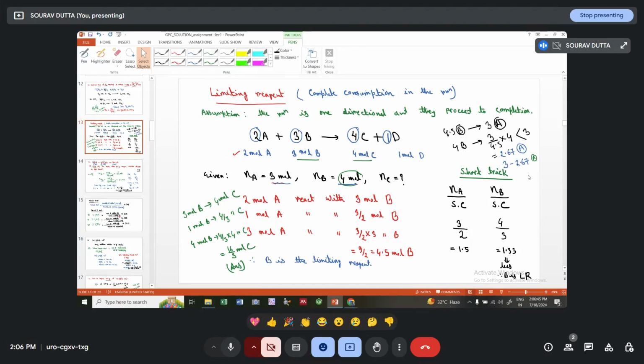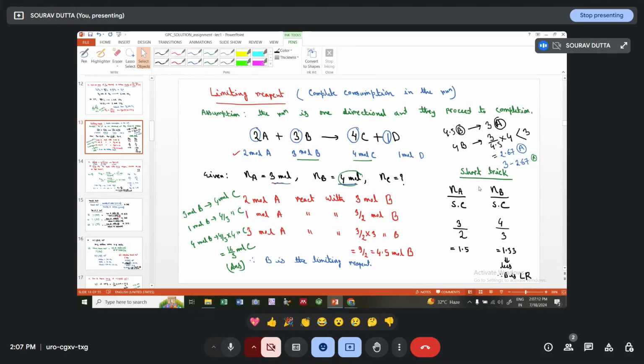This 3 minus 2.67 moles of A cannot be reacted because all of B is already consumed. So in this case B is consumed at first, so B is our limiting reagent. So B is our limiting reagent. Okay. But during a competitive exam, we cannot proceed in this way because it is time consuming.